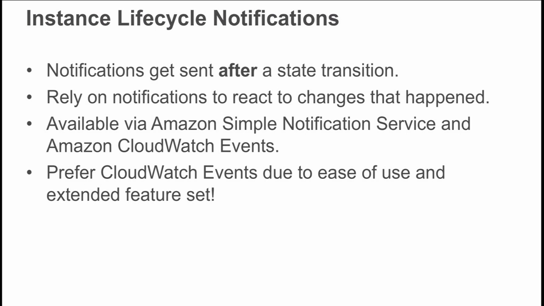Now, the notifications actually get sent after a state transition. So they don't allow you to control what is happening, but they keep you informed about what has happened. And this allows you to react to any kind of changes in the group, so instances being added or replaced. There are actually three delivery mechanisms for lifecycle notifications. There's the Simple Notification Service, which is an easy way to set up, for example, a text message or an email being sent to a pager address. And you can also use Amazon CloudWatch Events. That's actually the solution that I would prefer and that I would recommend.